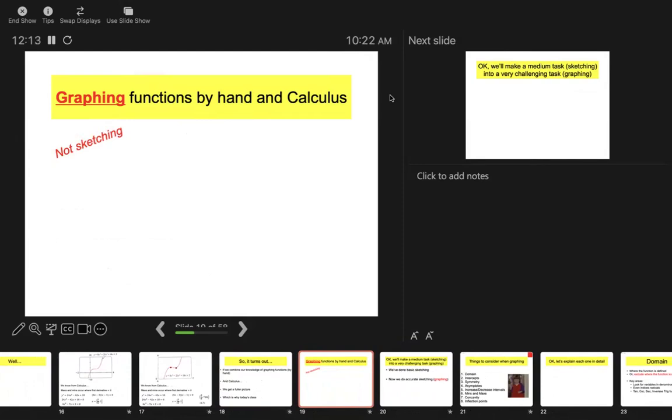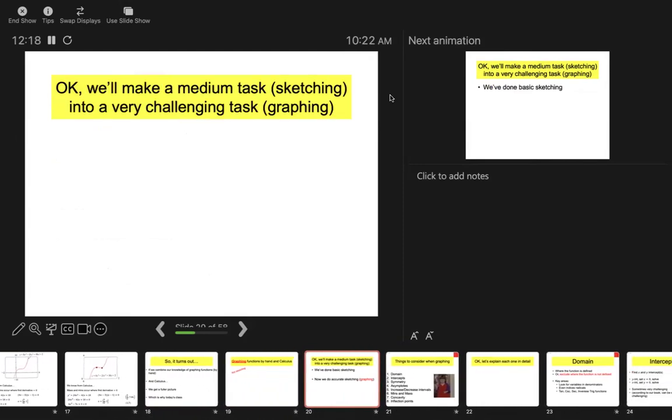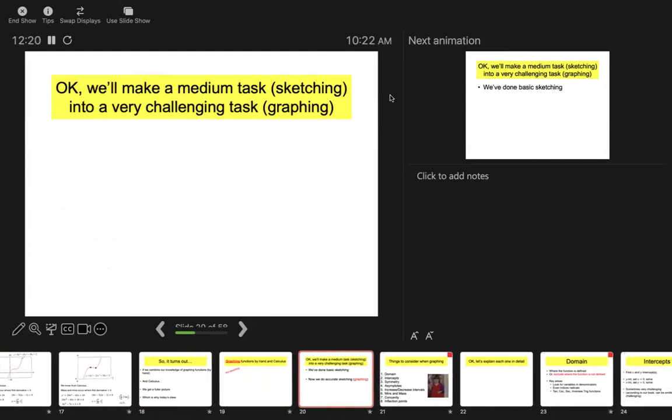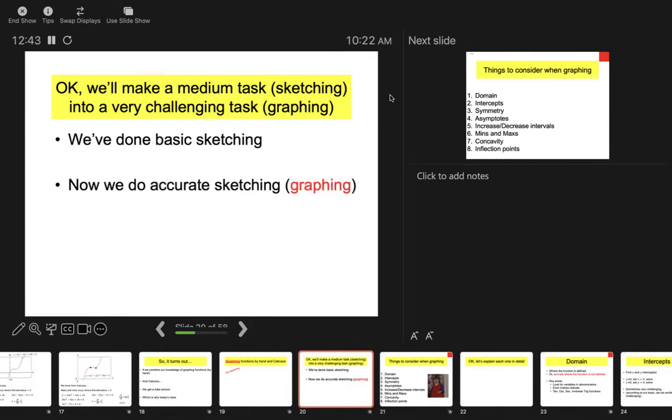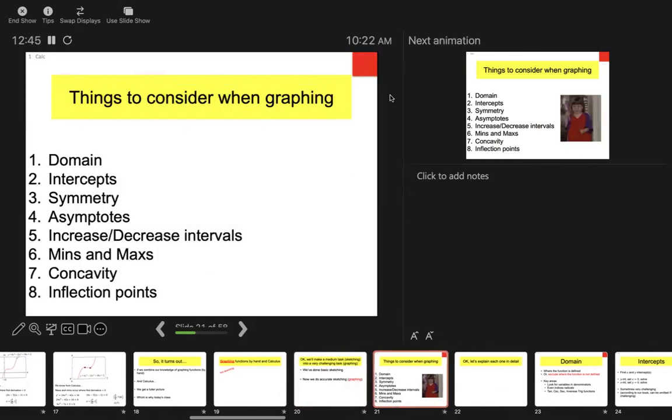How long is it going to take to do one problem? 10 minutes. Right. So I'm going to take this medium task of sketching and turn it into a far more challenging task called graphing. For those of you that are cool with 7, 18, 20 steps, you'll be fine. For those of you who think 20 steps to get to one answer is a lot, well, then that's why this is a much more challenging task. We've done basic sketching. Now we're going to do that accurate sketching called graphing.